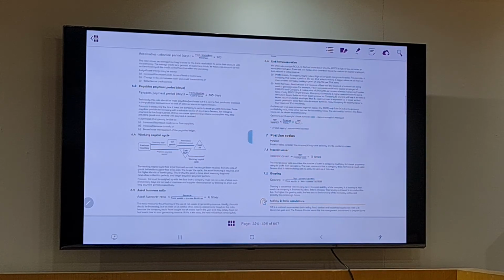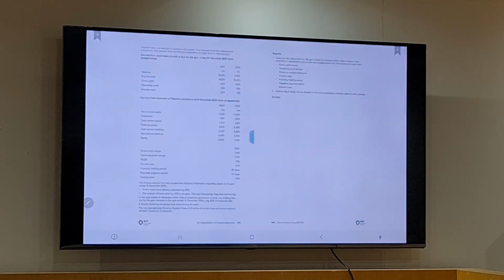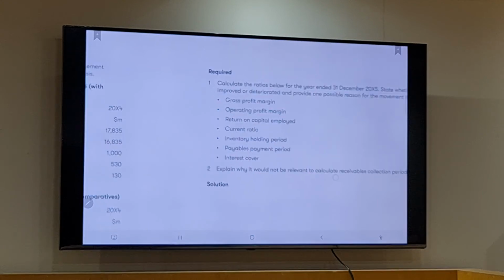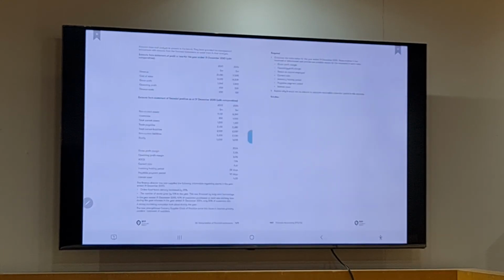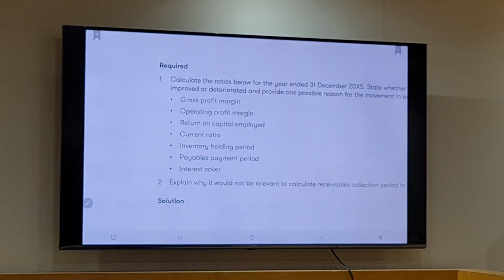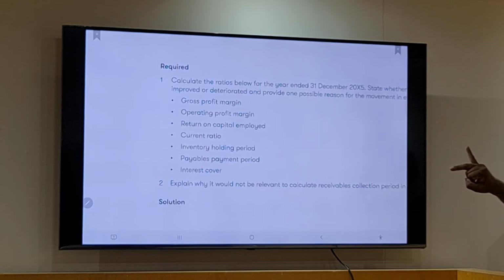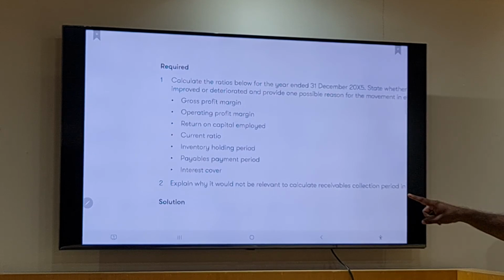Activity, but only 3 or 4 activities. We will finish it soon. See, I can give you homework also. They are giving you a question here, and then they are asking you to calculate all this: GP, operating profit margin, ROCE, current ratio, inventory holding period, payable repayment period, and interest cover. All of this I gave you equations. Can you try, or do you want me to do it? Use those equations and calculate.